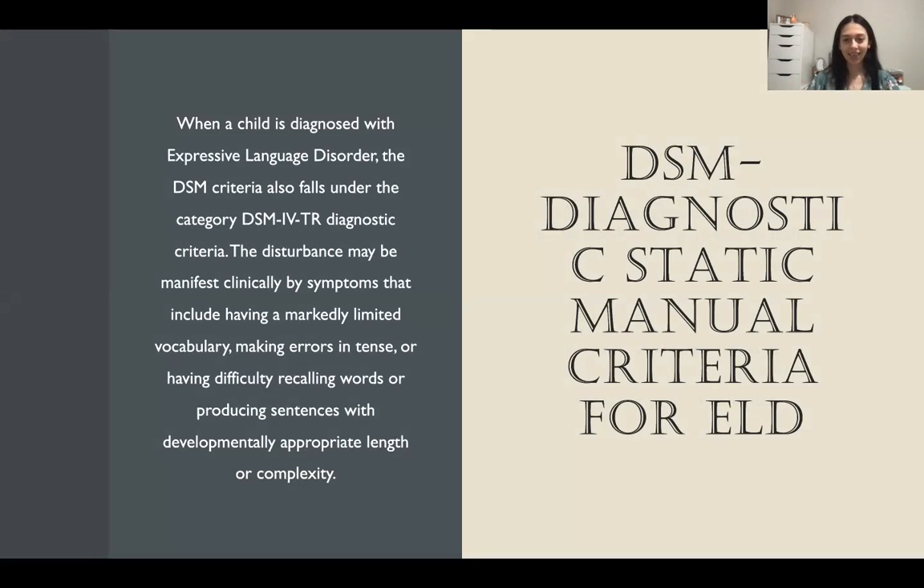So the DSM for this kind of disorder is when a child is diagnosed with ELD. The DSM criteria falls under DSM-5 diagnostic criteria. The disturbance may be manifest clinically by symptoms that include having markedly limited vocabulary, making errors in tense, or having difficulty recalling words. Like I said, there's not much about the DSM criteria. It's basically the same as Tourette's, where there are symptoms and the complexity and the, how do you say it, simple.